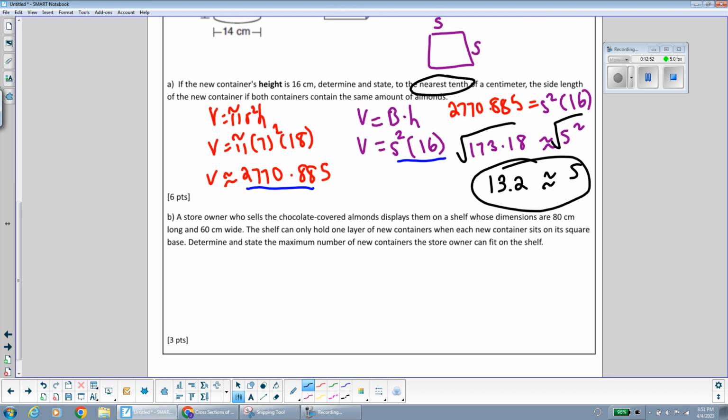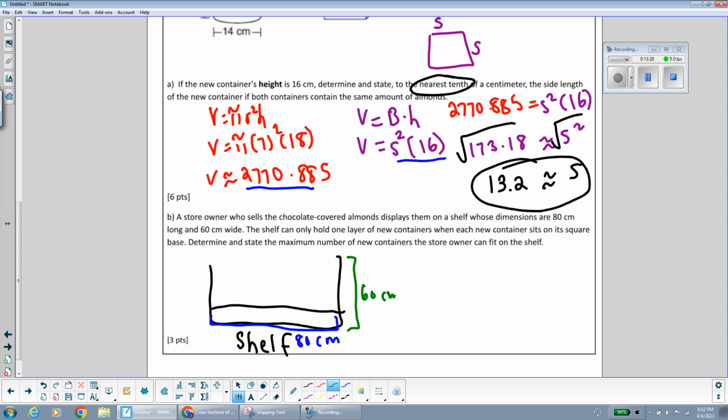So we're told that the chocolate covered almonds are displayed on a shelf, and I'm a terrible, terrible artist, but I'm going to do my best to draw you a picture of this shelf. And the dimensions of the shelf are 80 centimeters long and 60 centimeters wide. The shelf can only hold one layer of new containers.